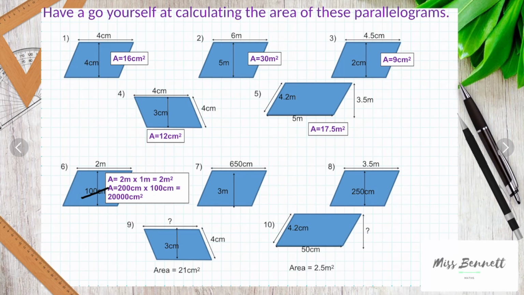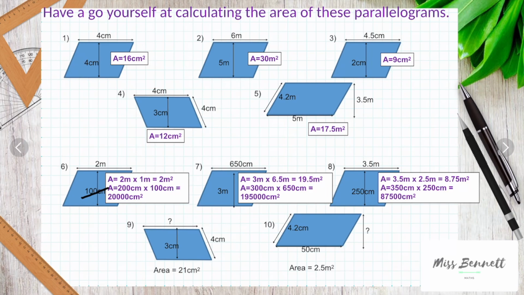For the next question, again, change your units, either 300 centimetres or 6.5 metres, giving you 19.5 metres squared or 195,000 centimetres squared. For question 8, you've got 2.5 metres by 3.5 metres, or 250 centimetres by 350 centimetres.